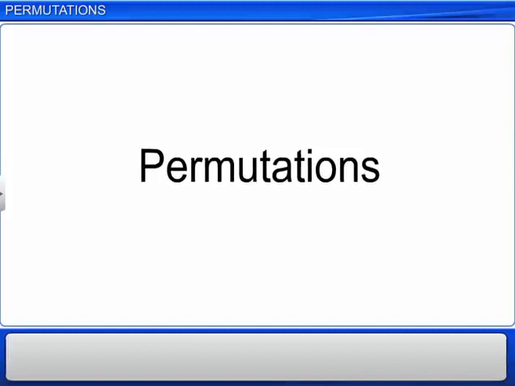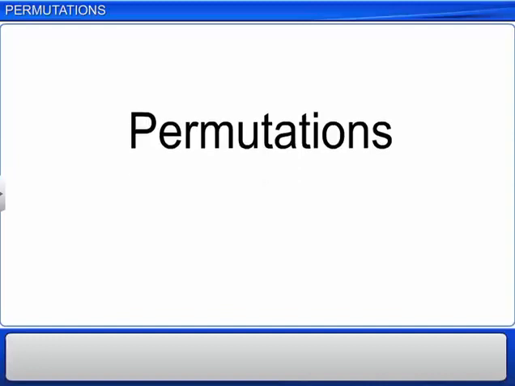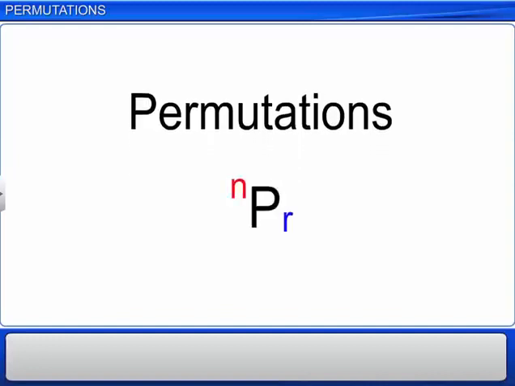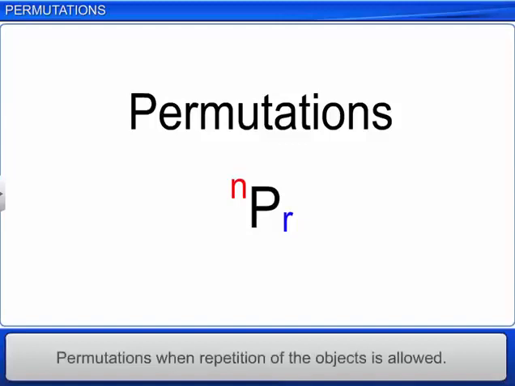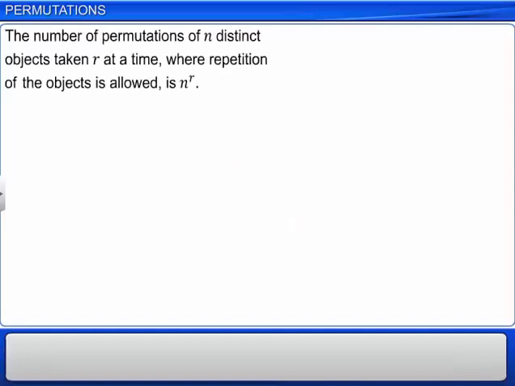You have learned about permutations. In this module, you will learn about various permutations with given conditions. First, let's see about permutations when repetition of the objects is allowed. The number of permutations of n distinct objects taken r at a time, where repetition of the objects is allowed, is equal to n power r.